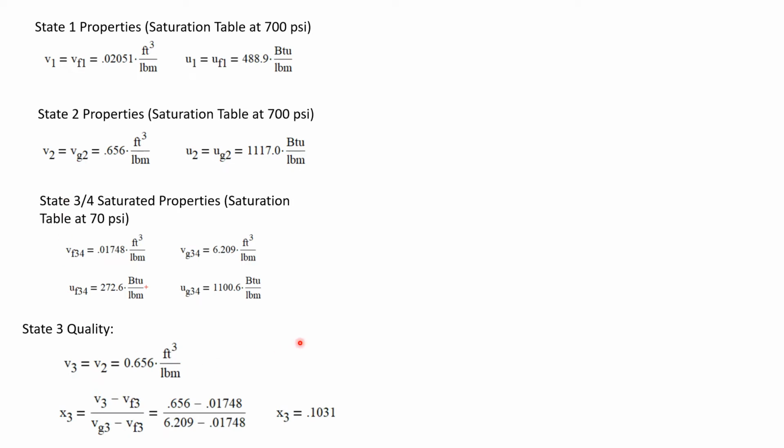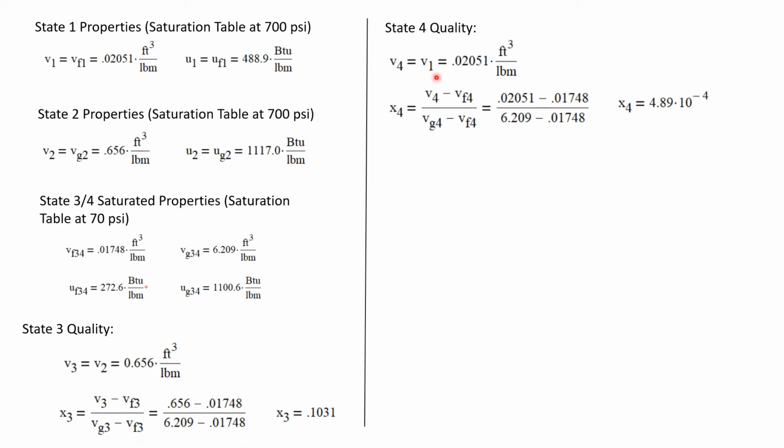So let's look at state 3 quality. We know V3 is V2, and we have a value for that. So the quality at state 3 is just V3 minus V sub F over V sub G minus V sub F, all of these state 3 properties. We have those values and we get the quality 0.1031.